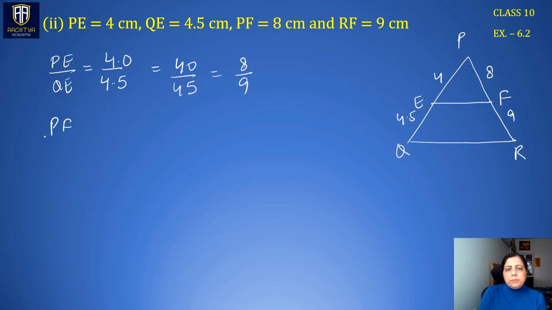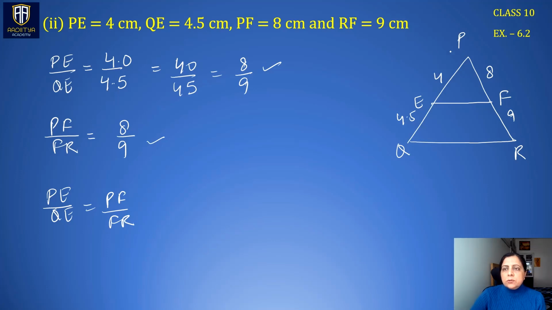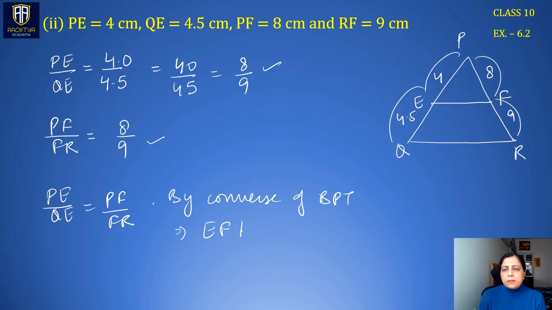Then we have PF by FR. PF is 8, FR is 9. So you can see that we have got these ratios same. So we have now PE upon QE is equal to PF upon FR. The ratios of the corresponding parts like this and this come out to be same. So by converse of BPT, we can say that EF is parallel to QR, right?